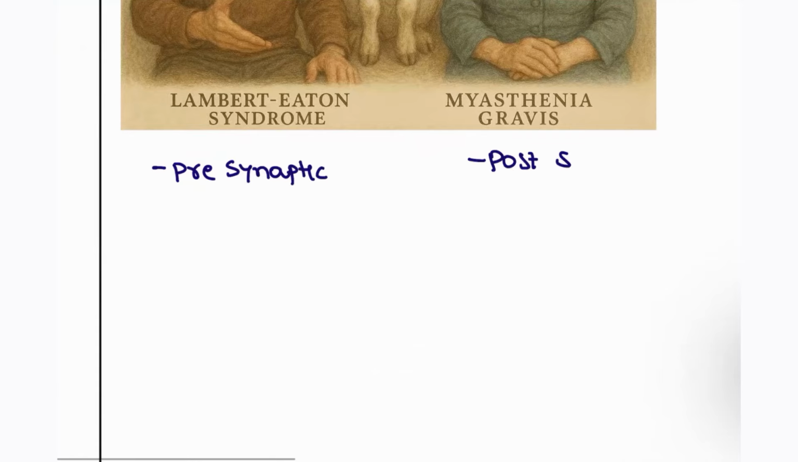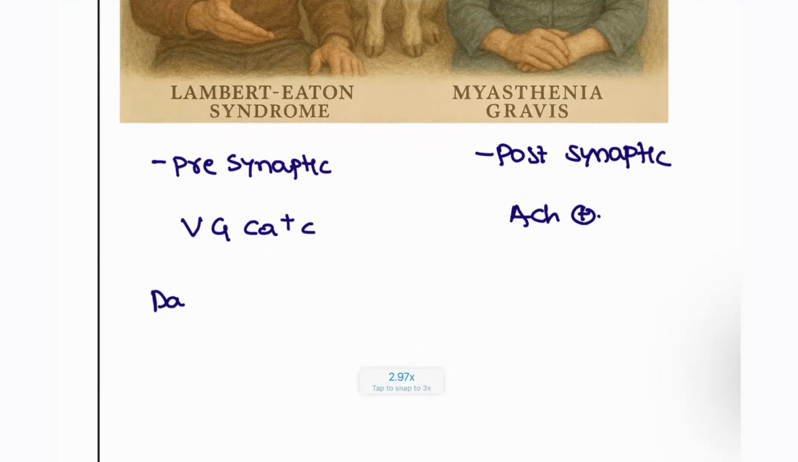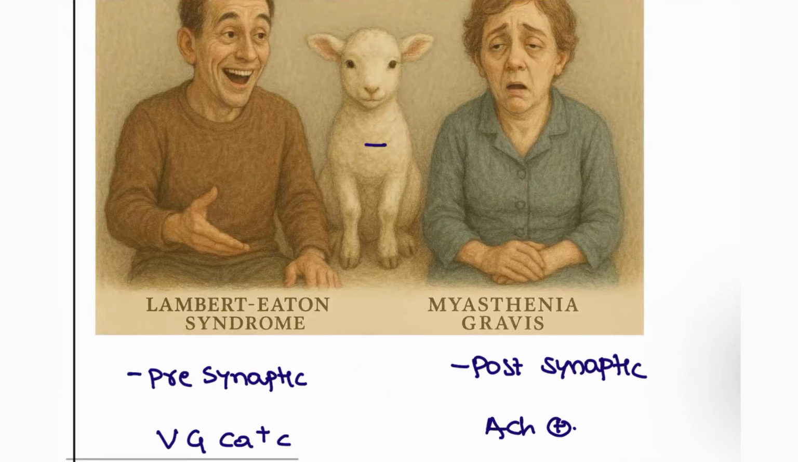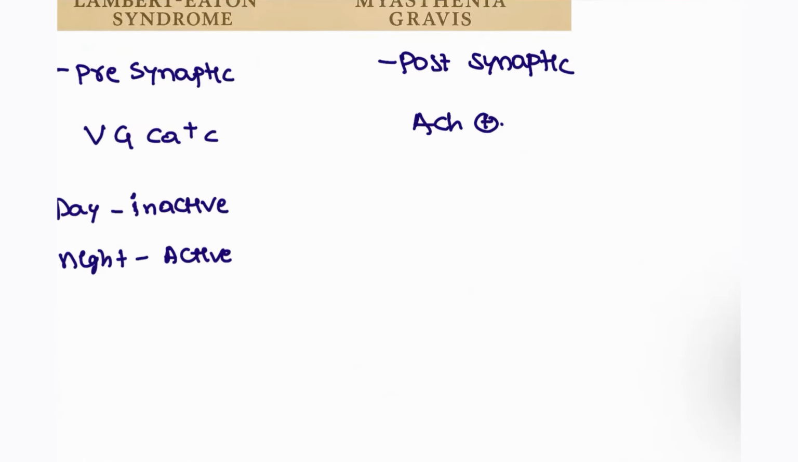Myasthenia is affected in the postsynaptic region. Here voltage gated calcium channels are defective, and here acetylcholine receptors are defective. So Lambert-Eaton patients are very inactive by the day, and by the time of the night they will be active. When you see them at night they will be active, but myasthenia patients are very dull at night.